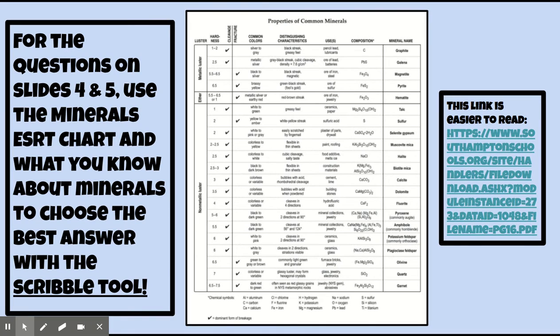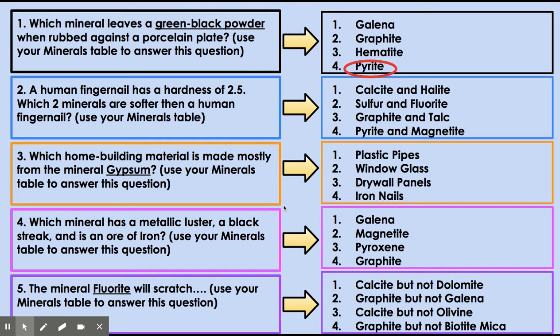You should have known that the powder was the streak. And if you didn't know that, now you do. Okay, so a powder that a mineral leaves is its streak. You should have gone down and seen that pyrite leaves a green to black streak. So that was your answer.